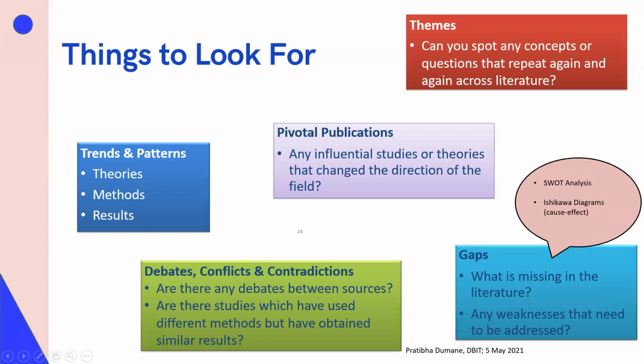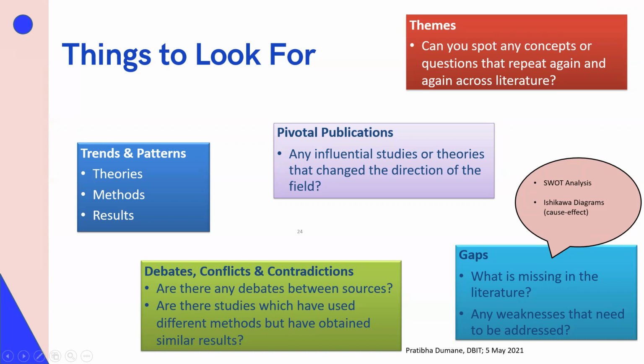Now coming to things to look for. You look out for trends and patterns, themes, pivotal publications, debates, conflicts and contradictions, and gaps. When you encounter disagreements between different scholars, consider whether the issue they disagree on seems resolved or merits further investigation. When you encounter a particular article or book that is frequently cited, you can assume it's a pivotal publication for this subject. Do researchers consider it authoritative or question its value?